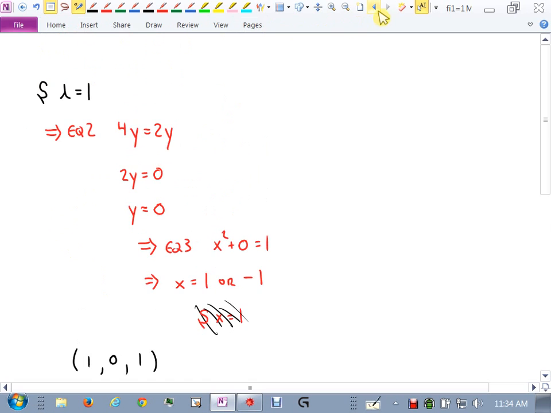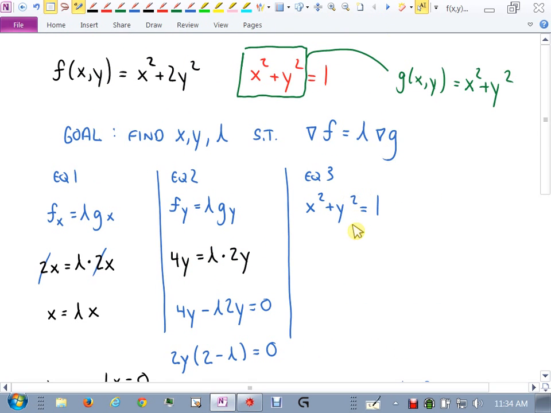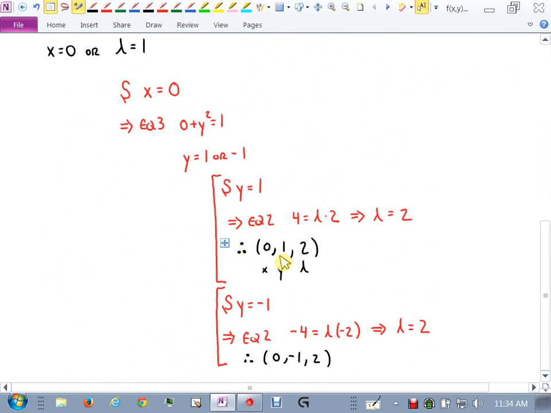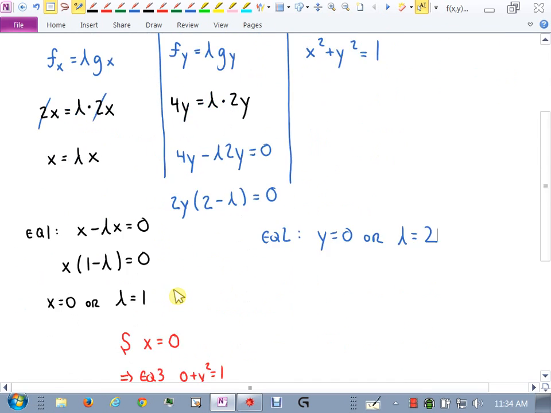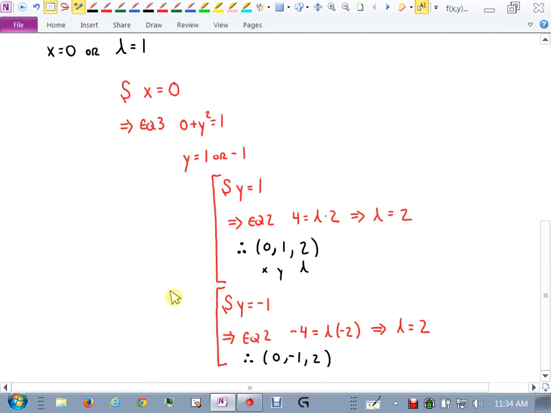How about equation 3? And that's just any point on a circle, right? Any point on a circle. There's infinitely many points that satisfy that. But all the points that we found lie on our circle, right? 0, 1, x and y coordinate. 0, negative 1, they lie on that. So we don't have to consider this third equation. Everything's going to come from these 2. Now, how do we figure out where the max and min is?